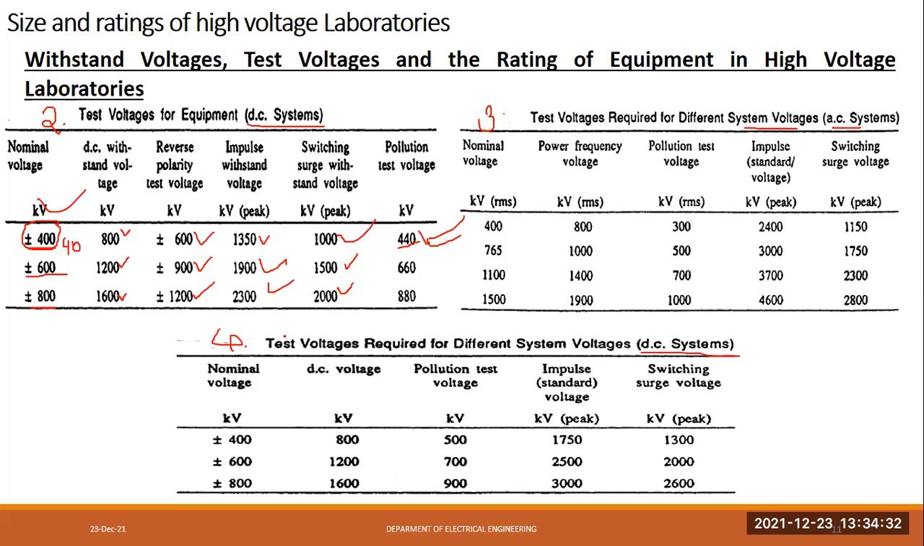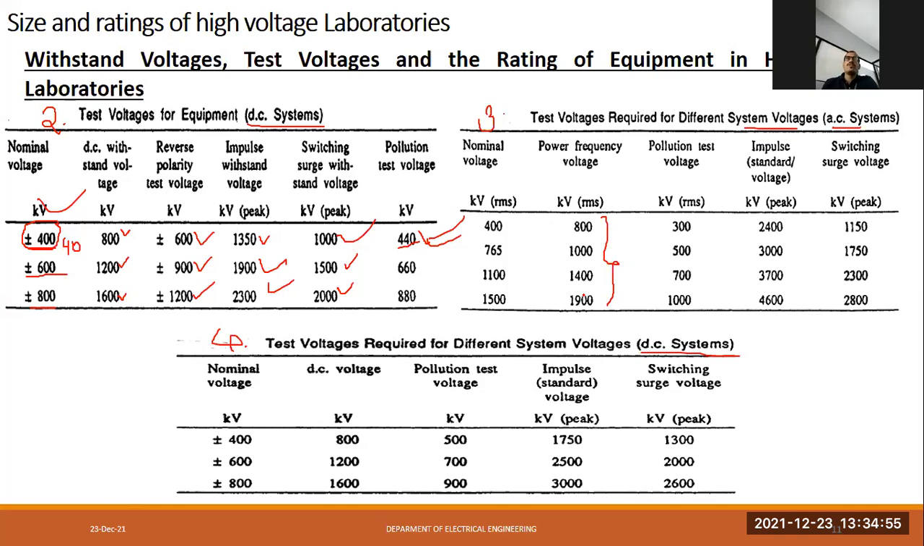Okay, so now in case of number 3, here we can see that the nominal voltage is again 400, 765, 1100, 1500, that is again a range value. So that range value we have to think about in this case. Whatever the power frequency voltage is, that is almost 1 to 1.5 times the nominal voltage. Then the pollution test voltage is around 75% of the nominal voltage, and the impulse standard voltage is around 4 to 5 times, or sometimes 3 to 4 times the nominal voltage.